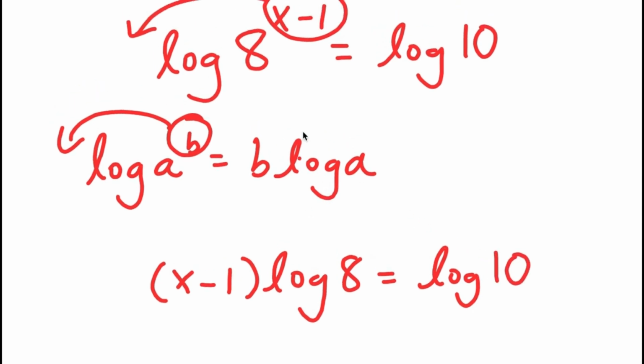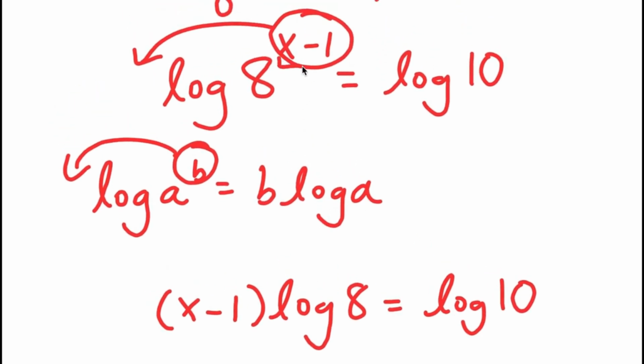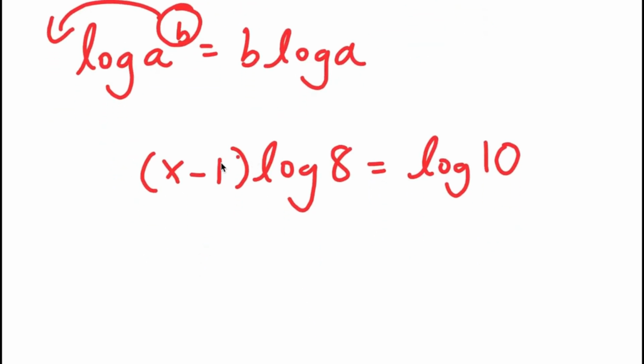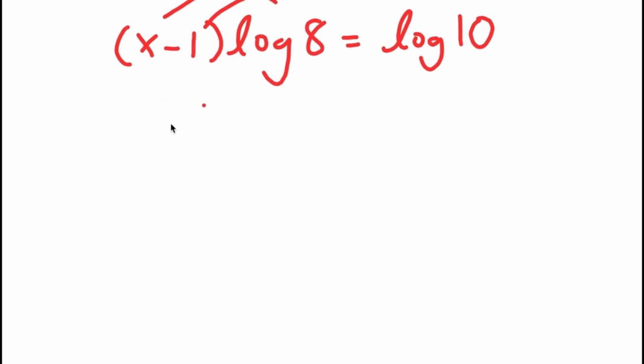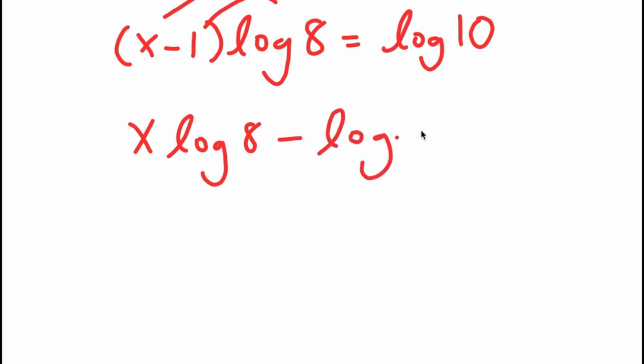And this property is really important because before, x was an exponent, and it's really hard to solve an exponential equation, but now we moved x, and now it's a real term, and it's much simpler to solve. So now what I'm going to do is distribute my log. So now I get x times log 8 minus 1 times log 8, which is just log 8, is equal to log 10.